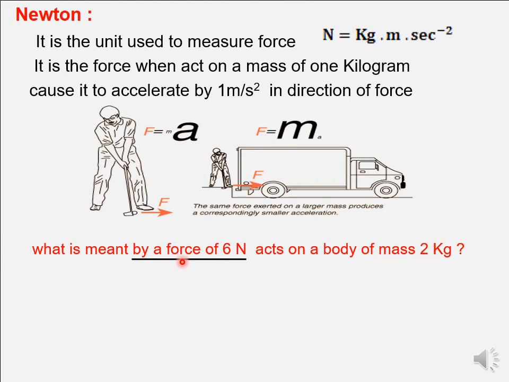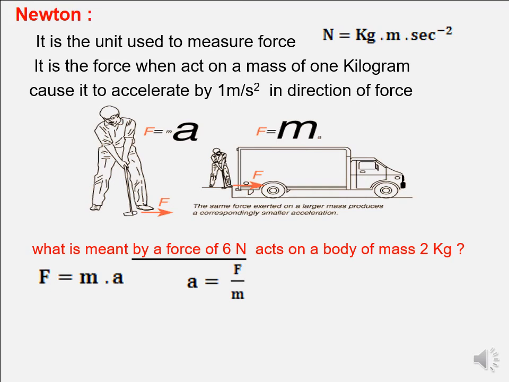What is meant by a force of 6 Newton acts on a body of mass 2 kilogram? So I have a force of 6 Newton acting on a body of mass 2 kilogram. Write the law: force equals mass multiplied by acceleration. The force is 6 Newton and the mass is 2 kilogram.